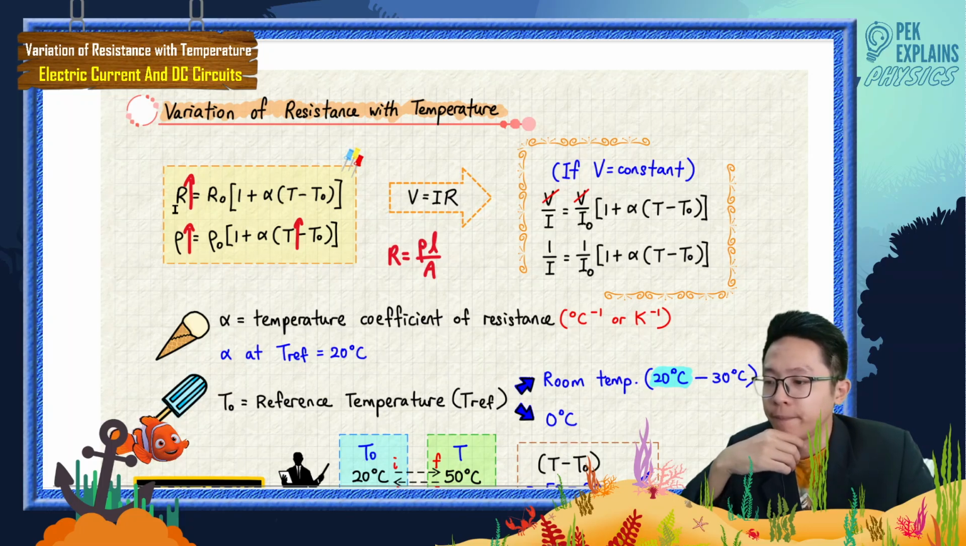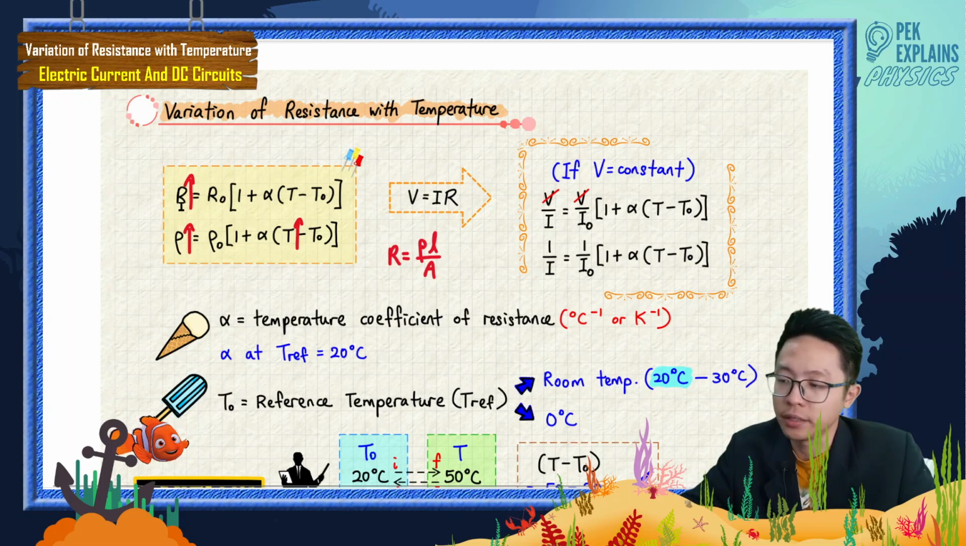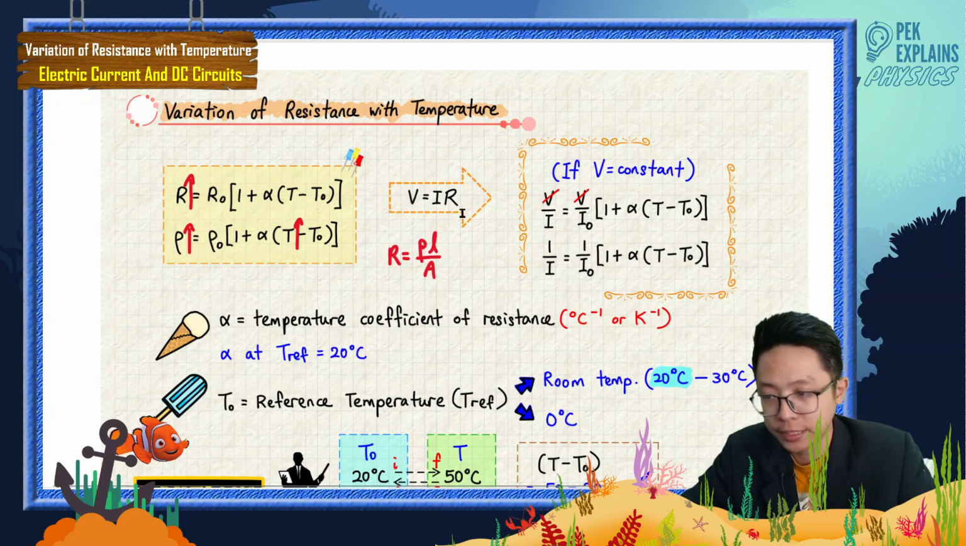Now, R is the resistance at temperature T, and R naught is the resistance at temperature T naught. Same goes for the resistivity. Now, by applying the V equals IR formula, we can change the resistance to voltage over current. So you get another formula for this. If the voltage of the circuit is constant, we can cancel the voltage and we get the current.